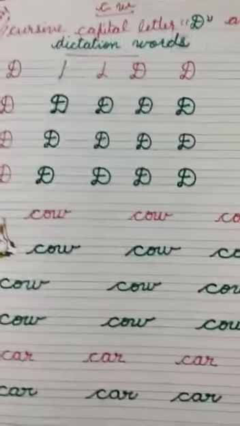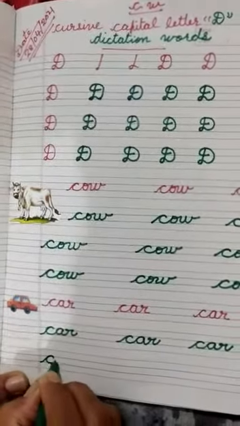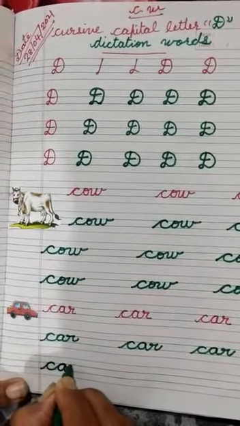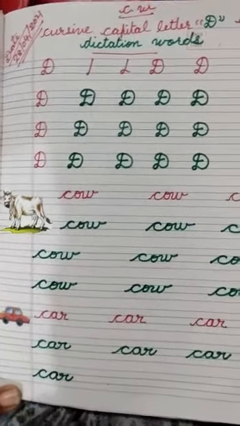C A R, car. Start from the third line. Start by writing the letter C and joining the letter C with A and the finishing letter R.